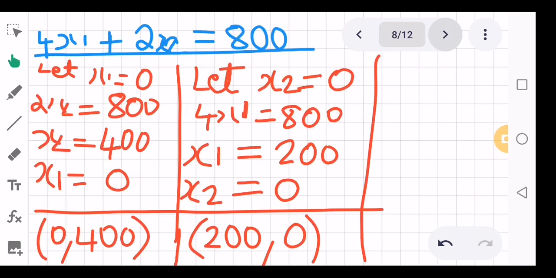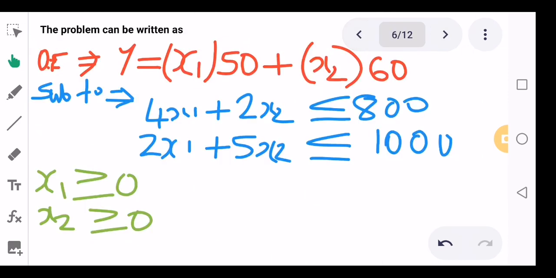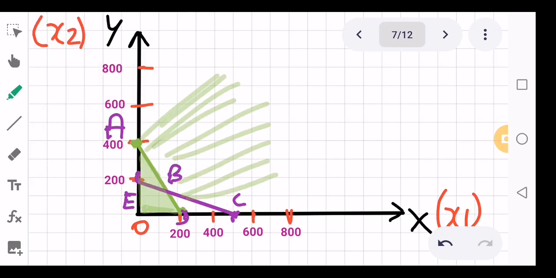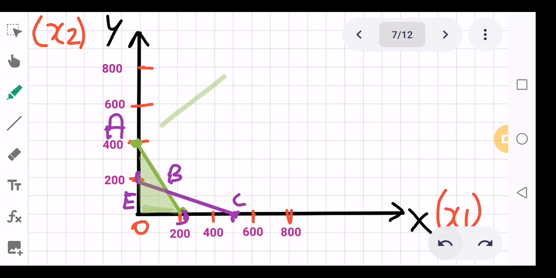If this equation was greater than or equal to 800, then what would you have done? Then you would have shaded outwards. I'm just saying, if it was like that, this area would have been the area that you would have shaded. But since it is the minimum sign, that's why you're shading it in this way.